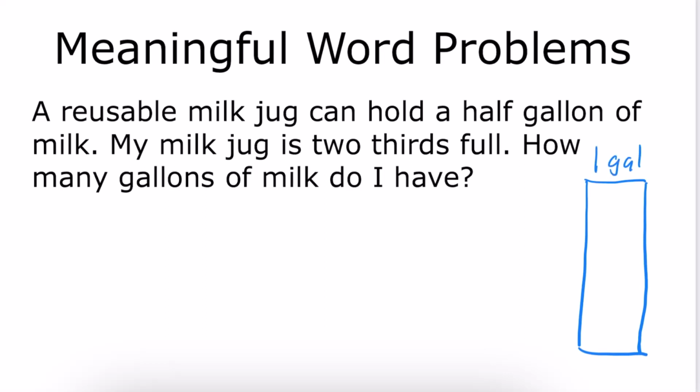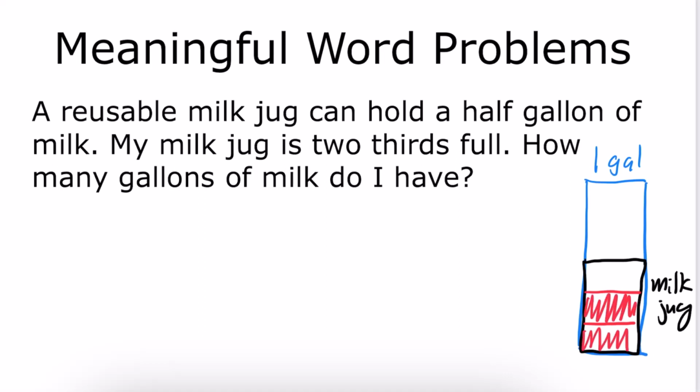And I know that my milk jug, which I'll represent in black, can hold a half of a gallon. So this amount right here is my milk jug. And I'd say, okay, well, my milk jug is 2/3 full. So I'll use red to represent this. And my milk jug is filled up with milk.